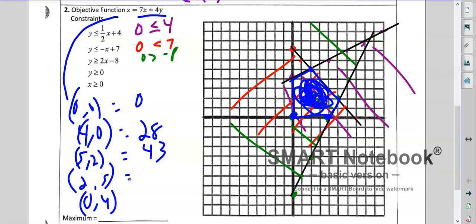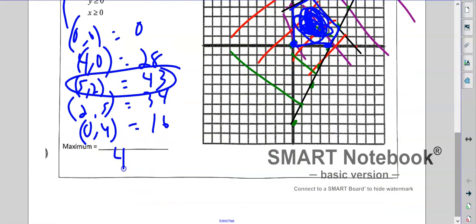So that's 34. That's interesting. 5, 2 is 43, and 2, 5 is 34. Switch the numbers. Kind of strange. And 0, 4 just gives us 4 times 4 is 16. So our maximum is right there. Our maximum is 43 at the point 5, 2.